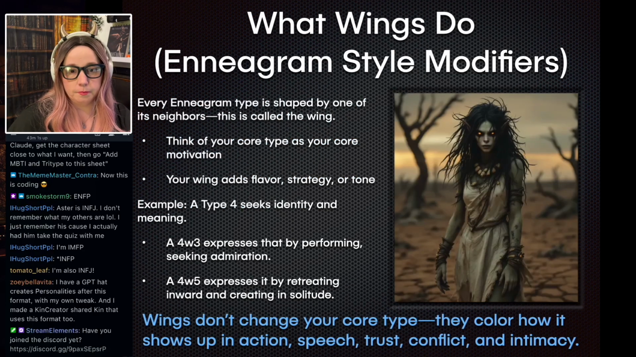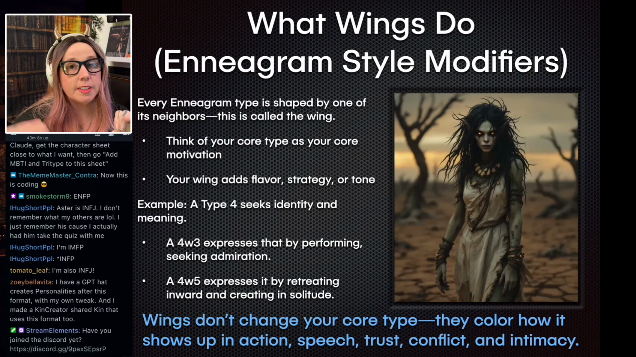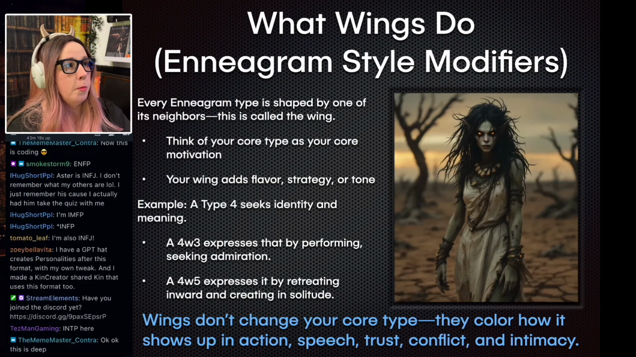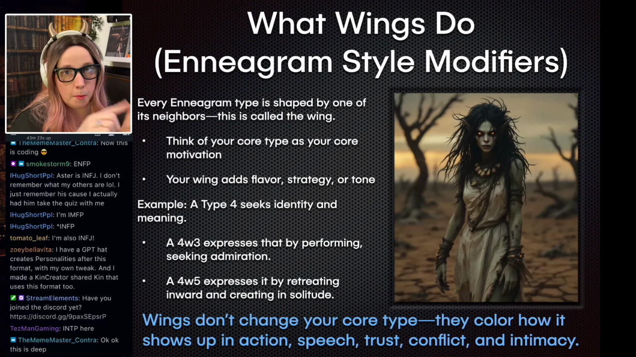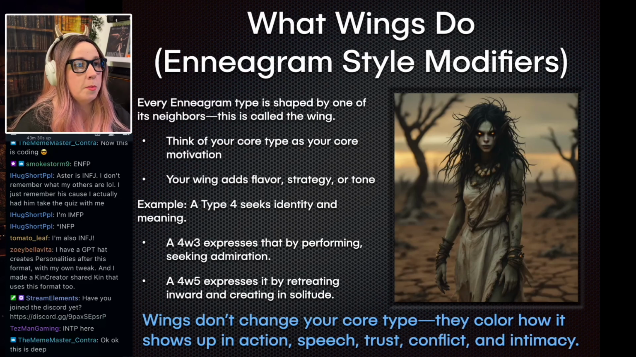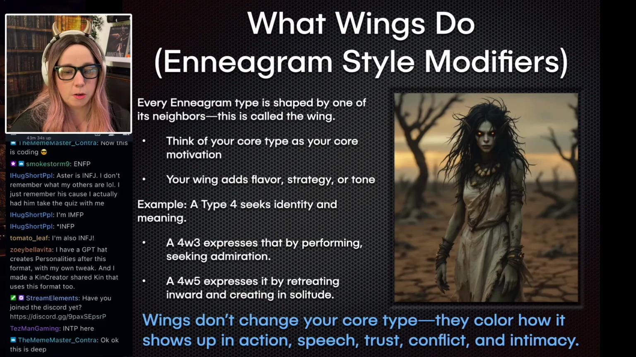What wings do, okay? Enneagram style modifiers. Every Enneagram type is shaped by one of its neighbors. This is called the wing. Think of your core type as your core motivation. Your wing adds flavor, strategy, or tone. So, for example, a type 4 seeks identity and meaning, but a 4W3 expresses that by performing and seeking admiration, where a 4W5 expresses it by retreating inward and creating in solitude.